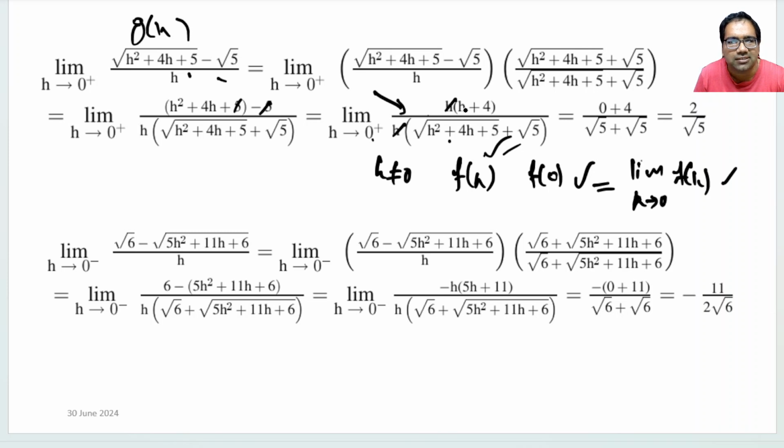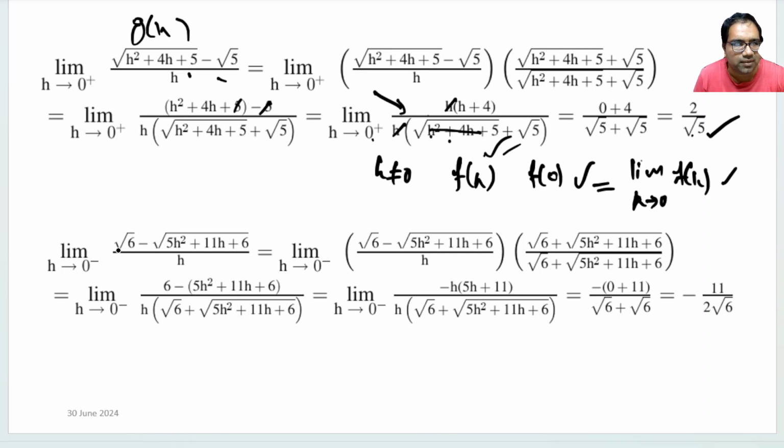Now here we have cancelled this. We'll just substitute h equal to 0 here. 0 plus 4 by, again, these two will become 0, root 5 plus root 5, that is 2 root 5. 4 by 2 root 5 is 2 by root 5. So the value of the limit as h tends to 0 plus is this.